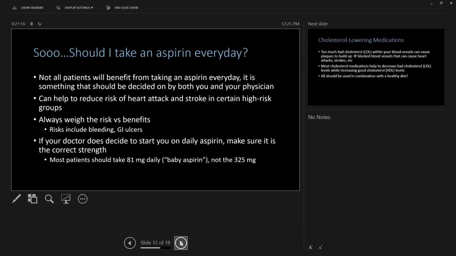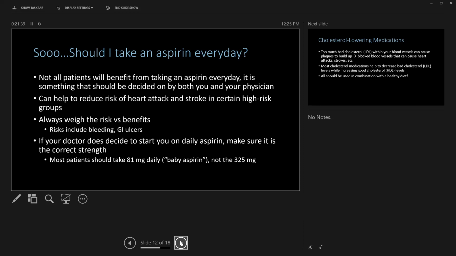So aspirin is pretty well tolerated, but there are some side effects associated with it, mainly, of course, bleeding, especially GI bleeding. If you've ever taken an aspirin, you might know that it upsets your stomach. So it can also cause GI ulcers. So those are your risks of aspirin therapy.